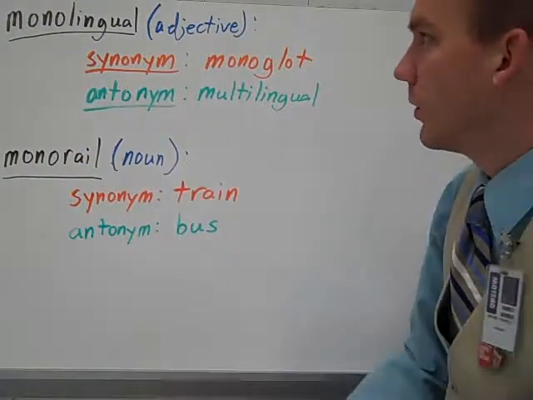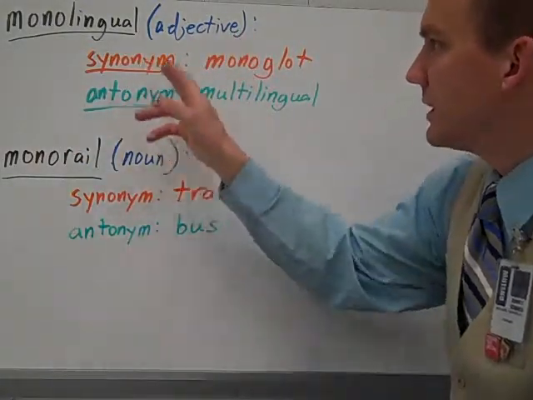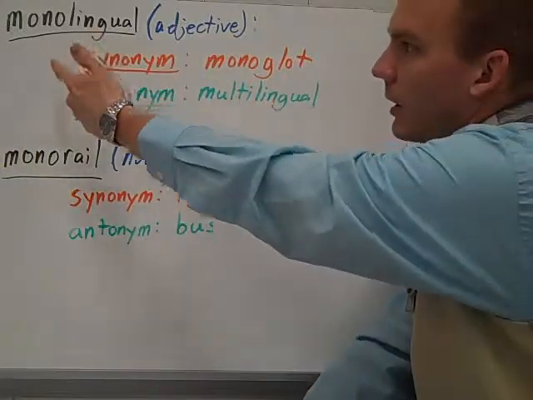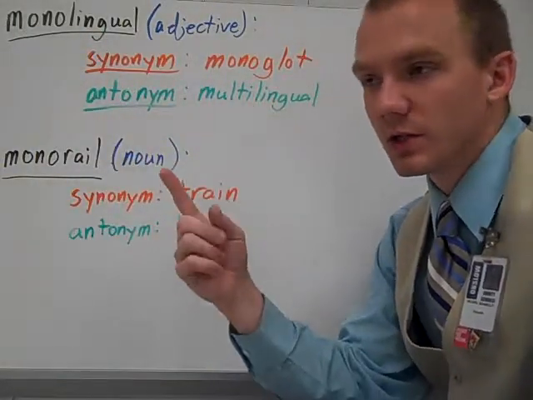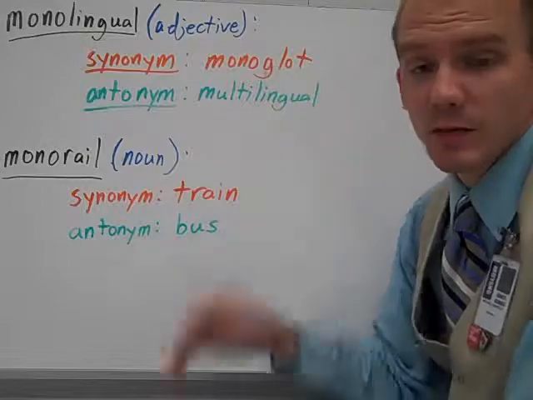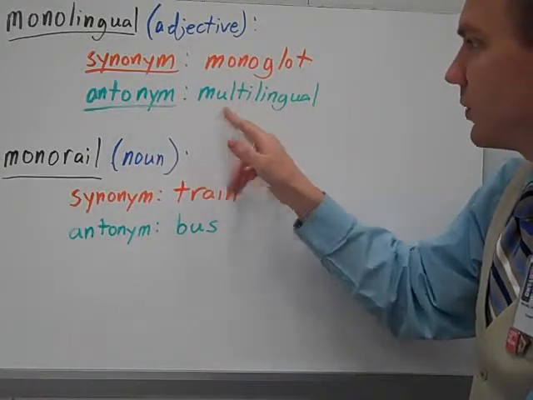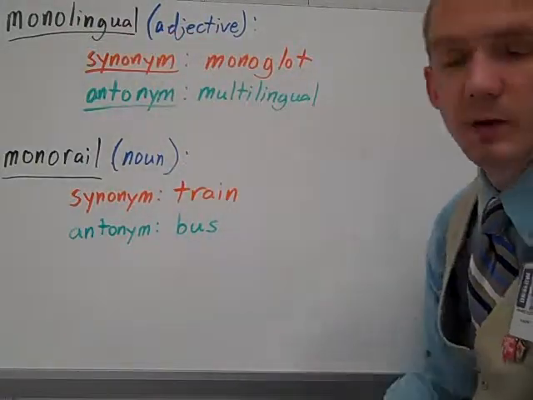So you have monolingual, that's an adjective. The synonym is monoglot, and I actually found this one on Spelling City. So I know that monolingual means you speak one language, so I guess monoglot means the same thing. Antonym would be multilingual. That makes sense. Multi means more than one, and the same lingual root word.